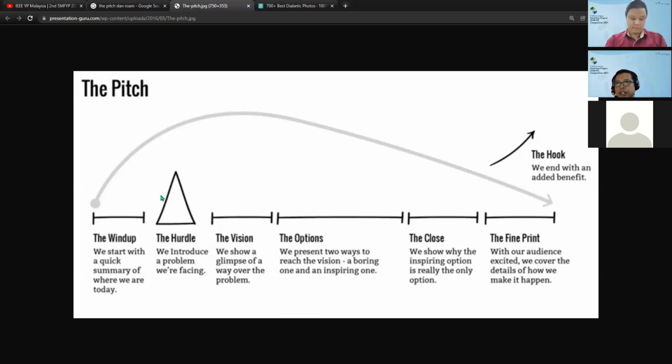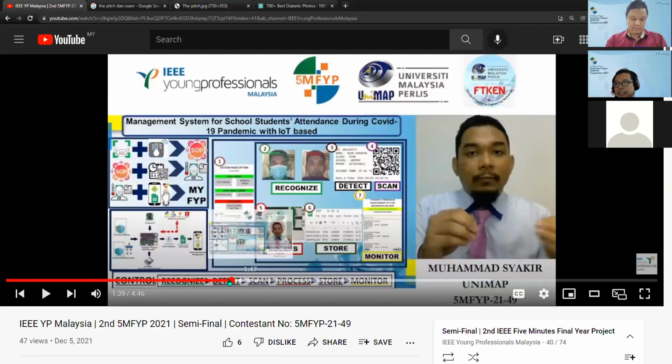But in this case, the wind up is too long. The hurdle is also very long, like 1 minute 30 seconds. I still don't know what you're trying to do. Okay, so that's my advice for this one.